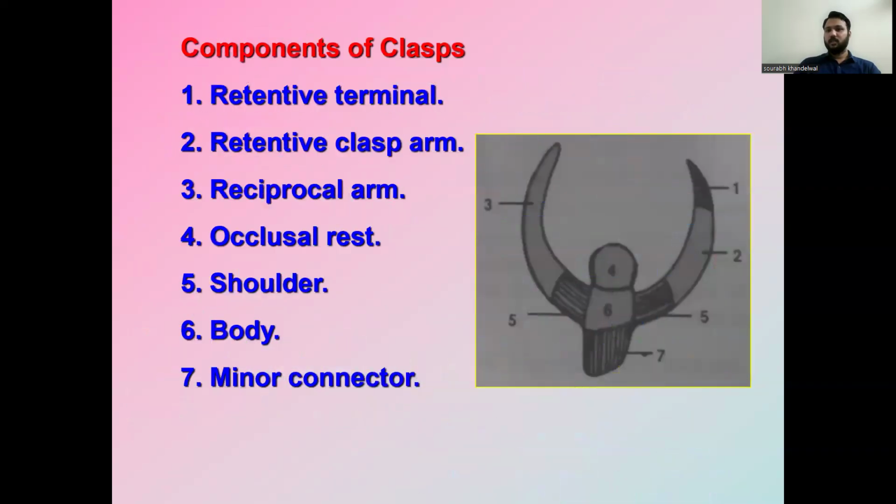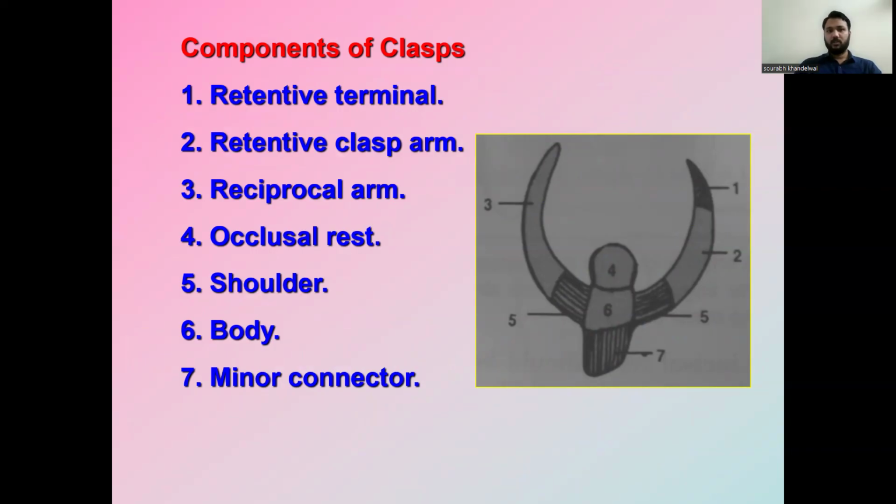Then components of a clasp. So basically, a clasp has 7 components. Basically, a clasp has 2 arms. One is the retentive arm and one is the reciprocal arm.